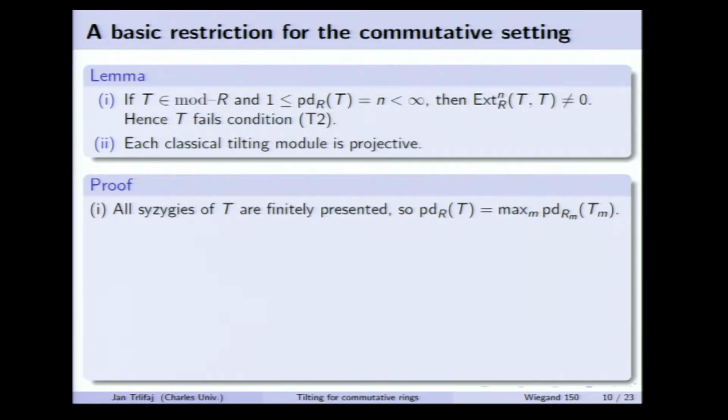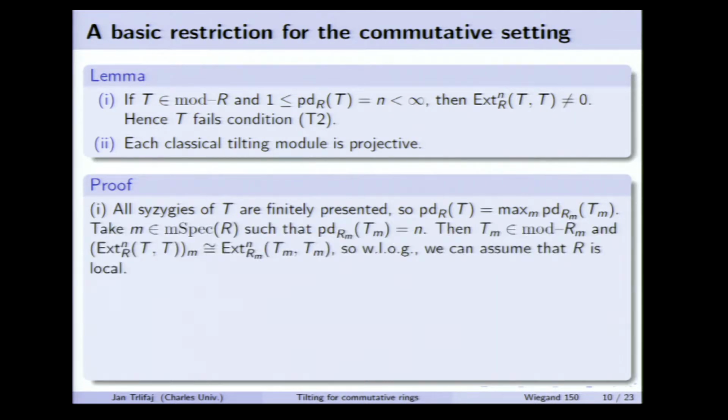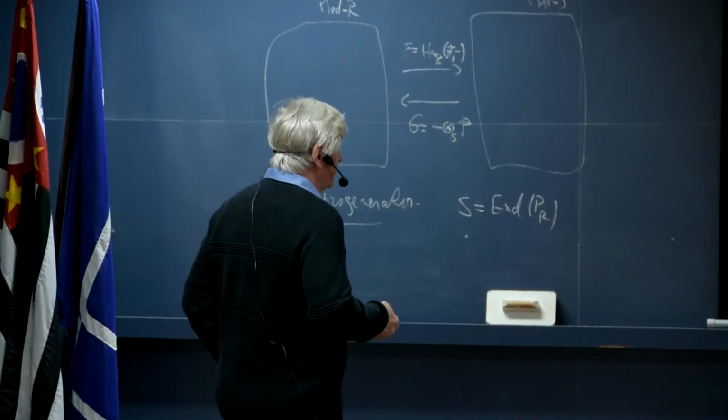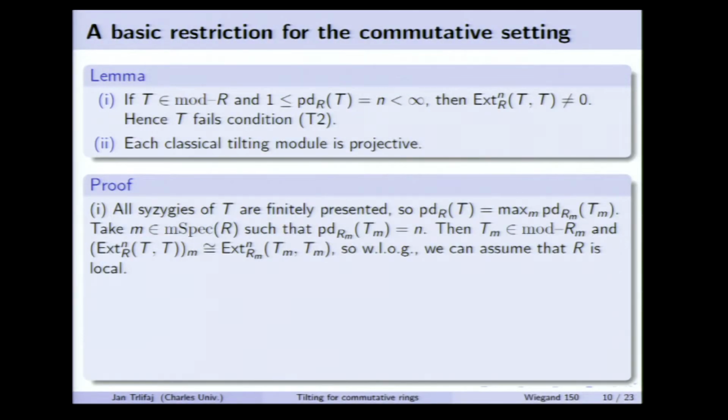So what you do, essentially, you have a strongly finitely presented module. Its projective dimension is the maximum of the projective dimensions of the localizations at maximal ideals. So you take the maximal ideal where the projective dimension is attained. Then if you localize the module, it will satisfy the same condition, because the localization is just computed in this way. And so we can assume without loss of generality that the ring is local. So we can restrict to local rings by this simple trick, under the assumption of strongly finitely presented, of course.